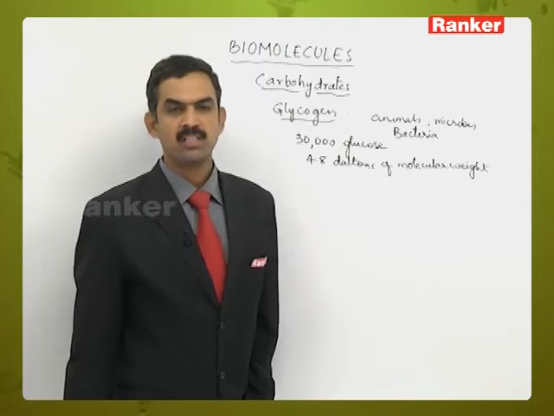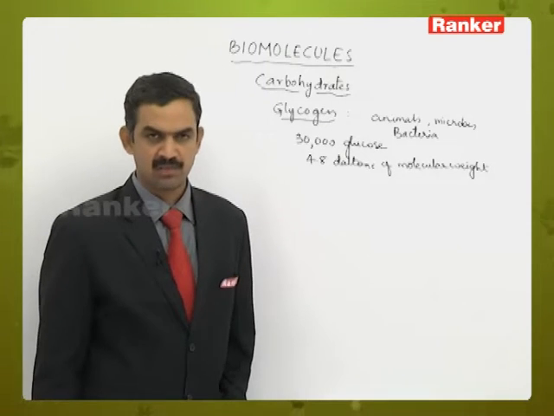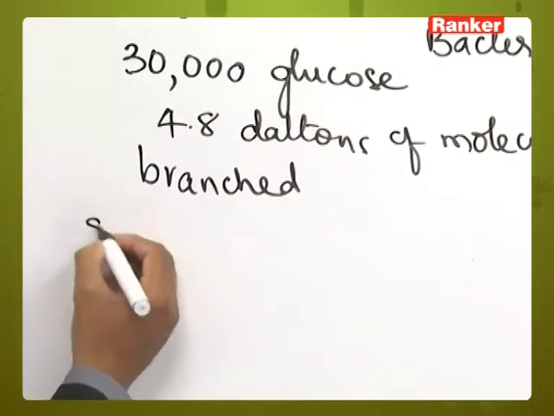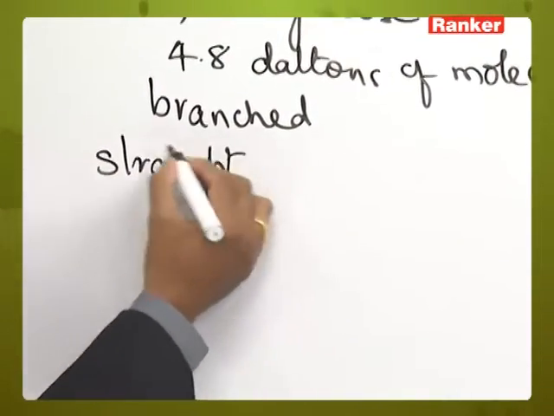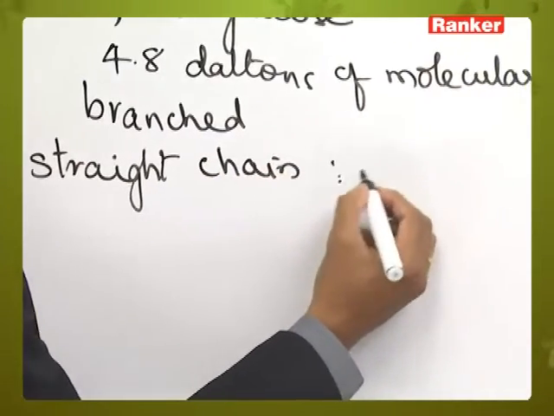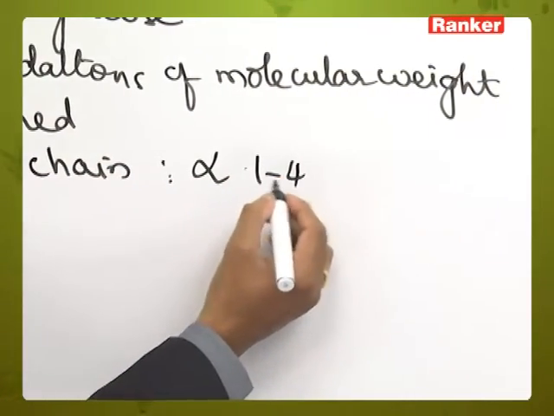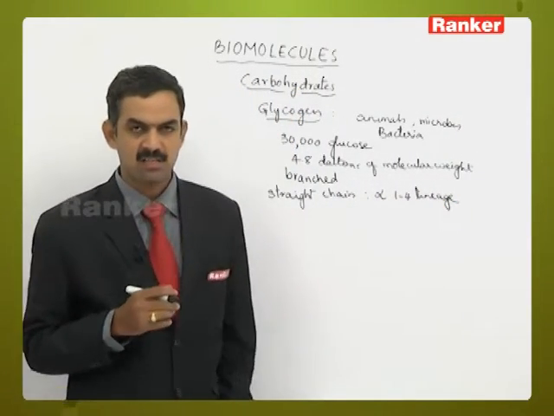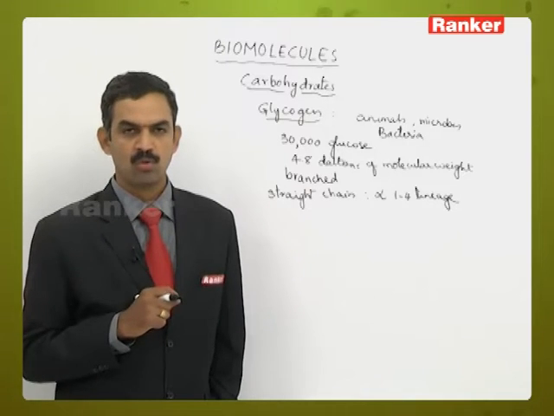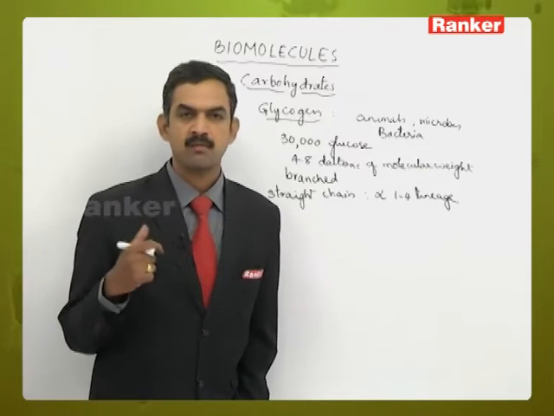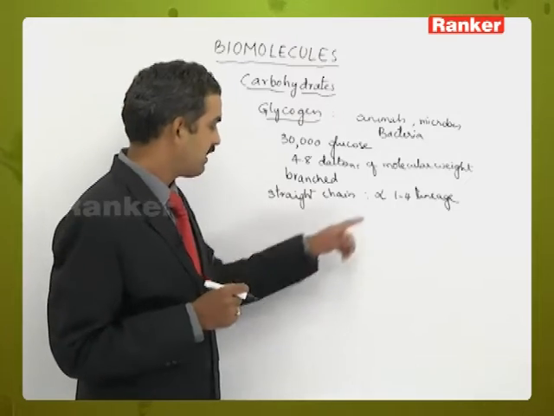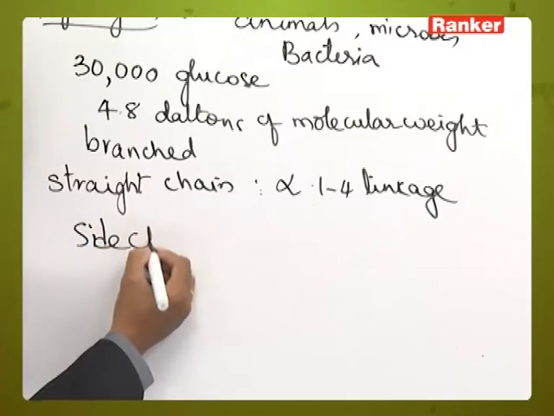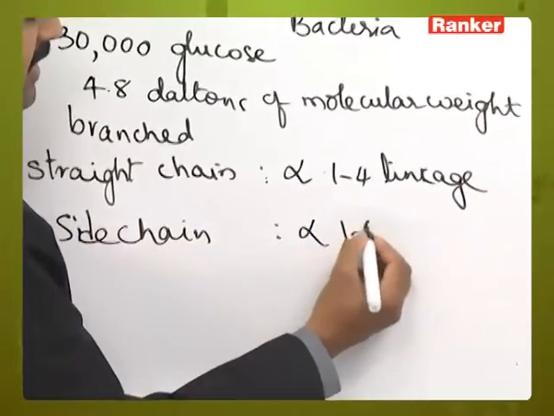Glycogen is a structure which is showing the straight chain and also the side chains. So we can say that it is showing a branched structure. In the straight chain, we can see alpha 1,4 linkages. So what is this alpha 1,4? Once again the same type that we have seen in the starch. That is, the first carbon of one glucose is bound with a glycosidic bond with the fourth carbon of the adjacent glucose molecule. Likewise, alpha 1,4 linkages are present in the straight chain, whereas in the side chain we can say alpha 1,6 linkages are present.